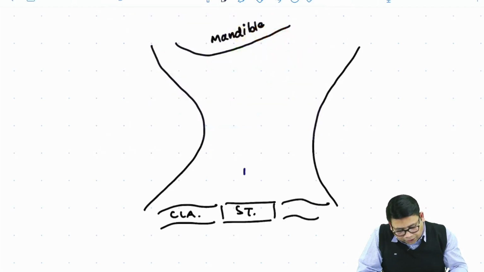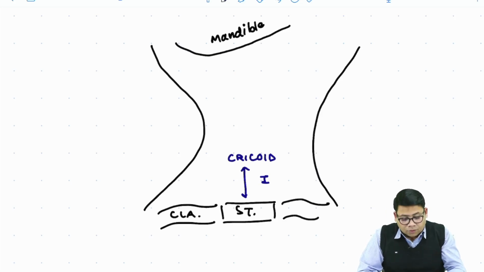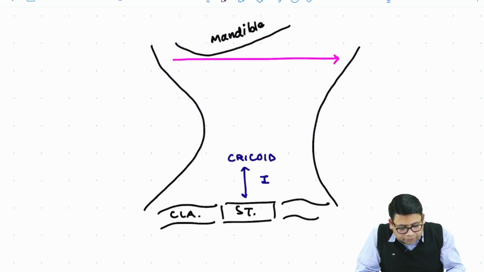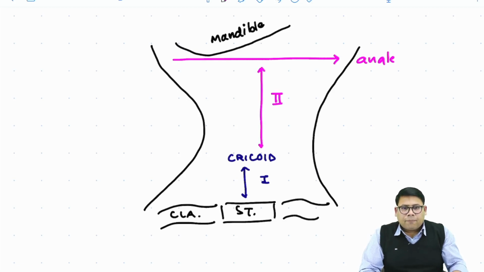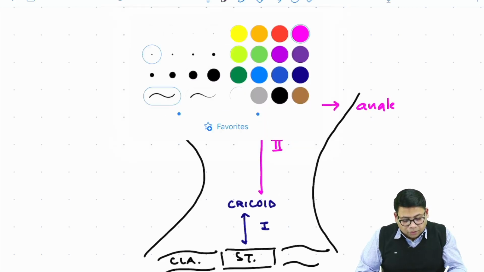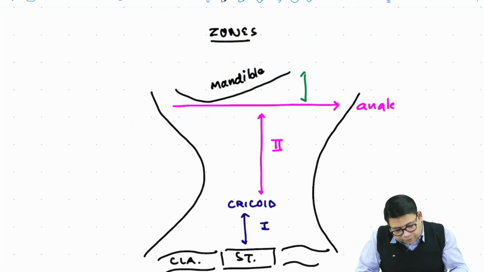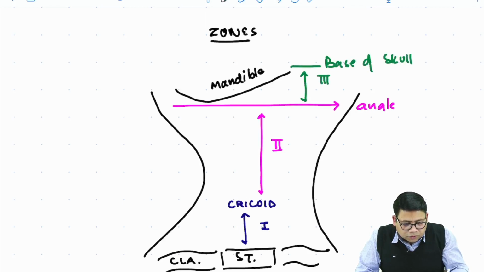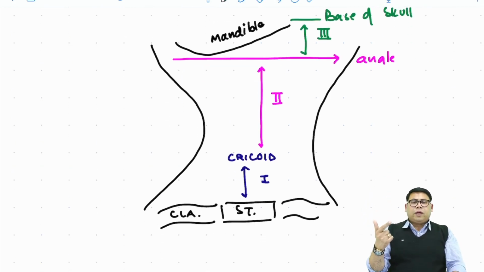Do you know, from the level of sternum up to the level of cricoid, the zone of the neck is known as zone 1. From the cricoid up to the angle of the mandible, the zone is known as zone 2. And above the angle of mandible, up to the base of the skull, this is what is known as zone 3. So we have zone 1, zone 2, and zone 3.